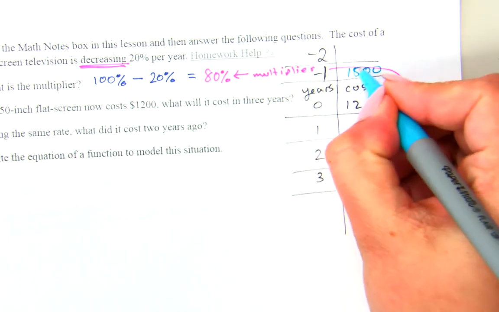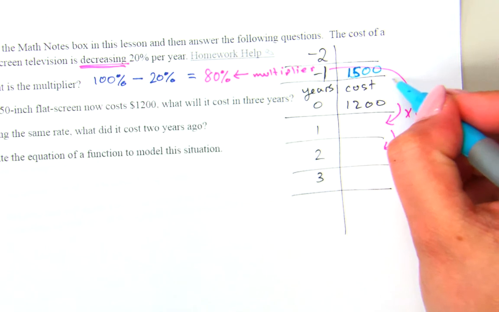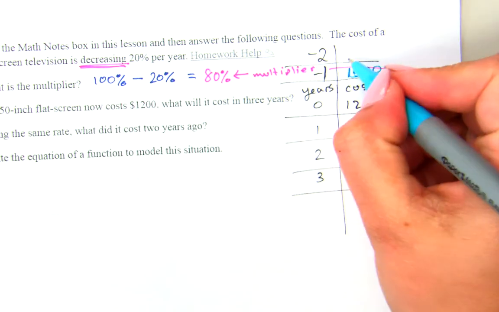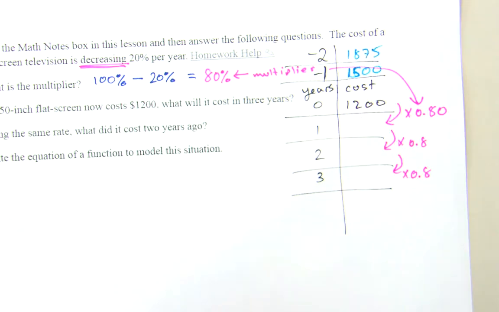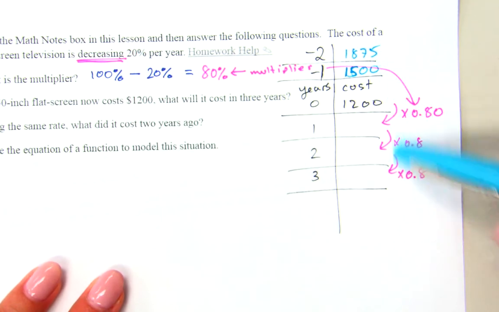1,500 for a year, right? And then you're going to divide that again by 0.8, because we want to go backwards. So that means it would have cost $18.75. Okay, so going backwards, you're going to divide. Going forwards or going down, you're going to multiply.